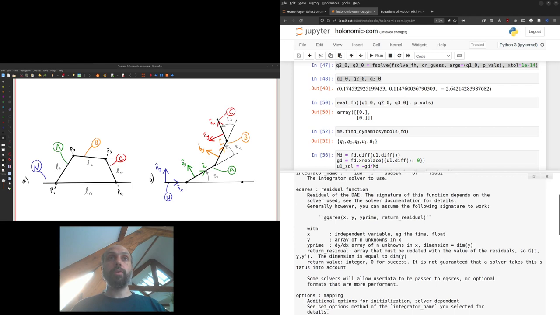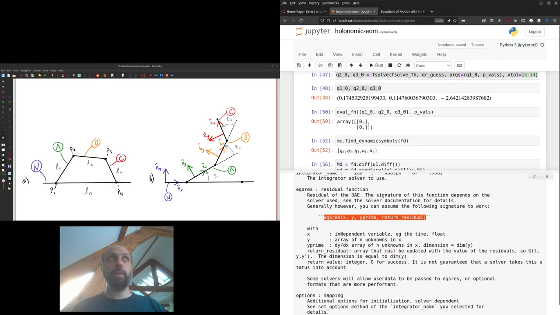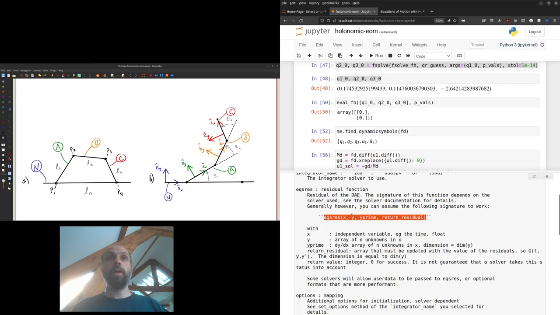We have to create a residual function here, much like we do with solve IVP, that looks like this. It takes the independent variable time, I call it x here, and the array of unknowns in x. This is now going to be all of the q's and the u1, and then there's y prime, that will be u1 dot. And this return residual is a little odd too. It's a bit different. It's going to take an array that has this thing called the residual and populate that array with numbers. So it doesn't create the array inside the function, it just populates the values.